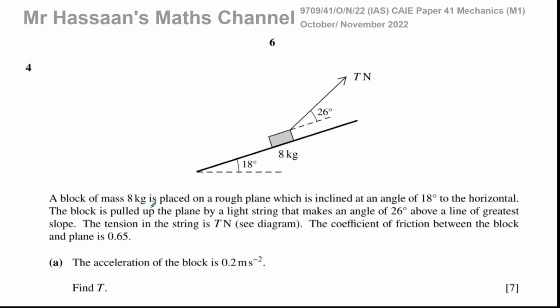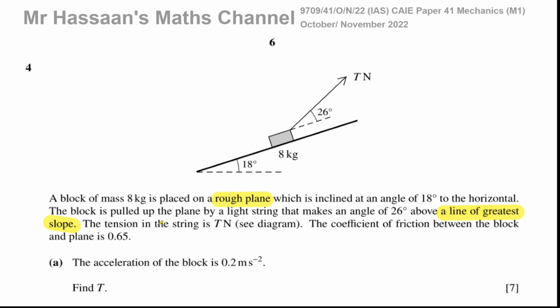So we're told about a block of mass 8 kilograms, which is placed on a rough plane. We have a rough plane, which means we're going to be dealing with friction, which is inclined at an angle of 18 degrees to the horizontal. The block is pulled up the plane by a light string that makes an angle of 26 degrees above a line of greatest slope.